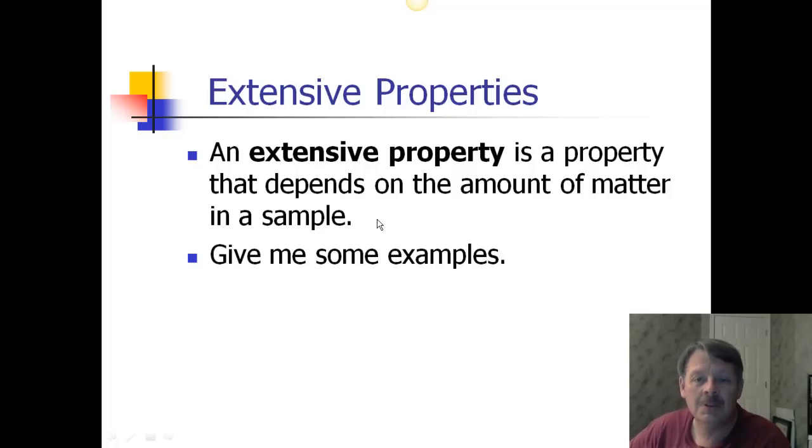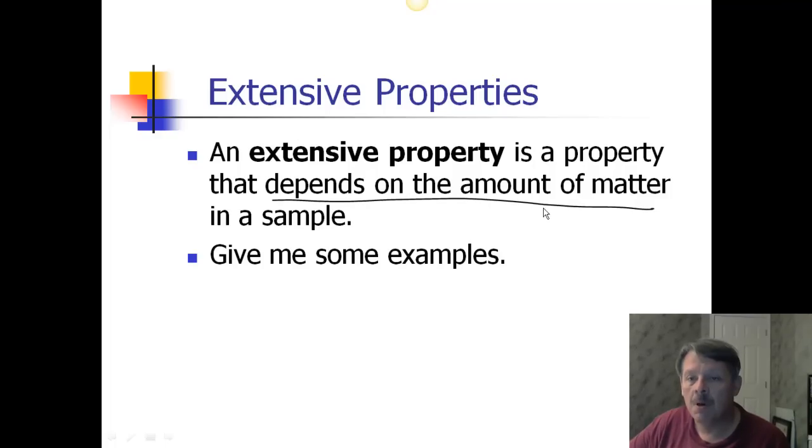So give me some examples. In fact, let me give you one and then you can pause the video. If I try and pick up a little pebble and I try and pick up a big rock, they weigh different. So the mass is something that is extensive. It does depend on the amount of matter in the sample. Give me some more examples of extensive properties. Write them down.